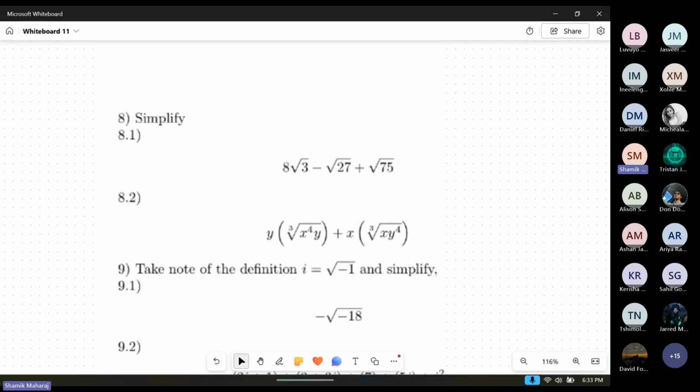Okay, so simplify. This one here looks like we need to think a little bit, 8.1. So generally, if you have the same root, like for example, 2 root 3 plus 5 root 3, you can just factor out the root 3 and the numbers left basically just add together. So that's 7 root 3. So it's always helpful to rewrite things using the same base if you can. So let's see, can I rewrite 27 as something?